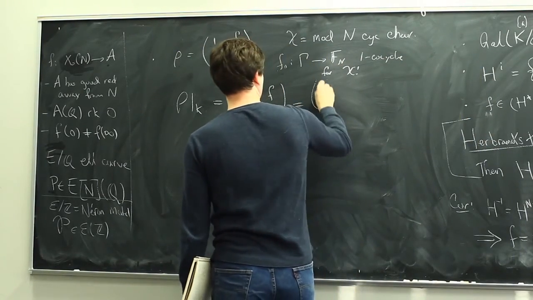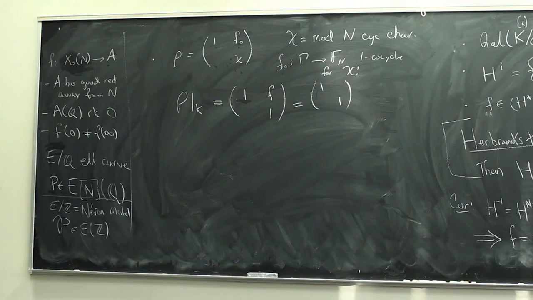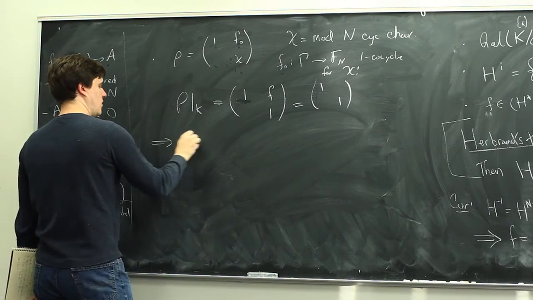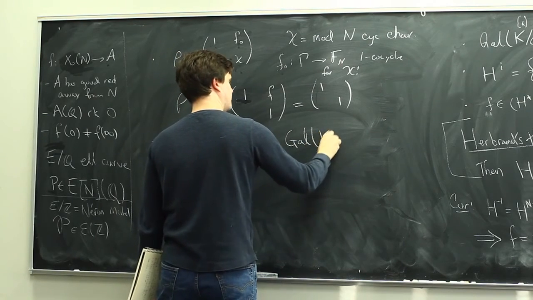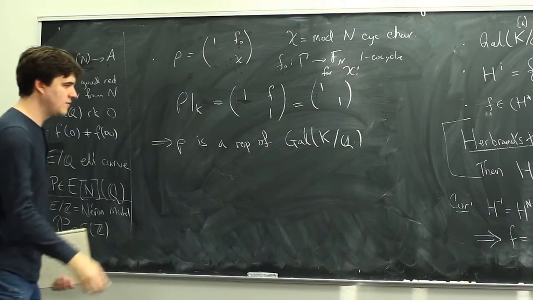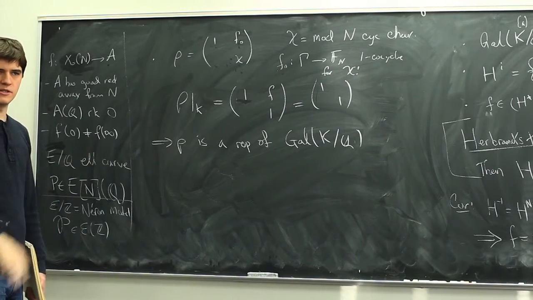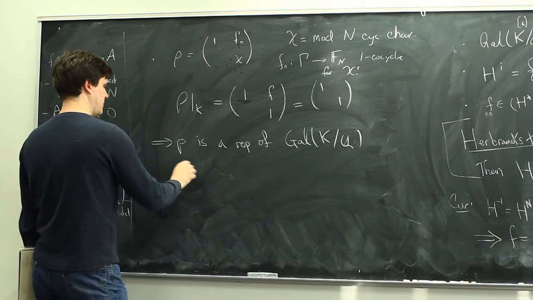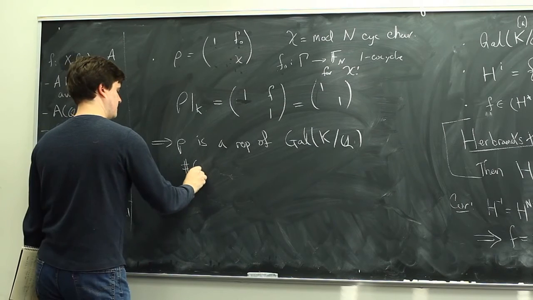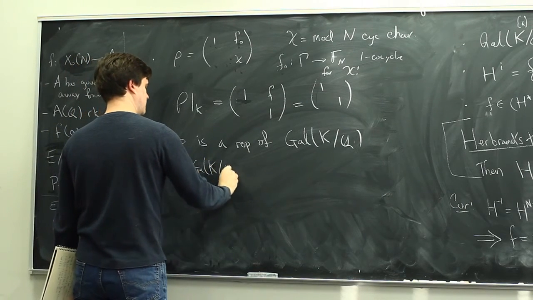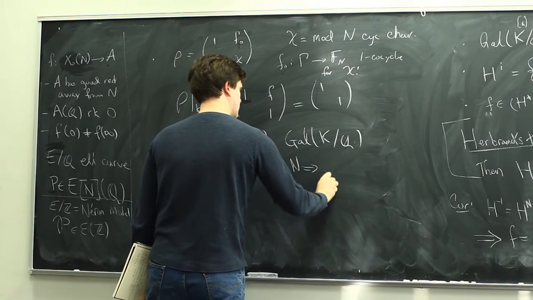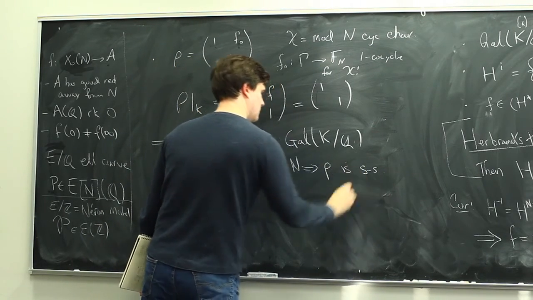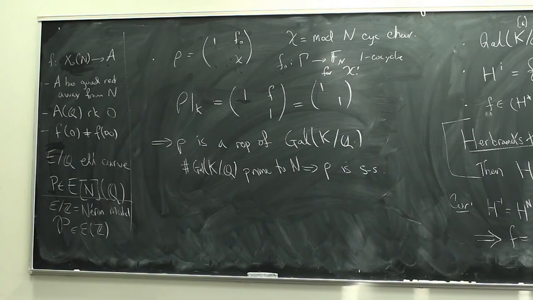So this is just a trivial thing. So restricted to K, rho is the trivial representation. So this means that we can regard rho as a representation of the Galois group of K over Q. And this has order prime to n. It's an F_n representation of this thing, so it's semi-simple. So that gives us the splitting.